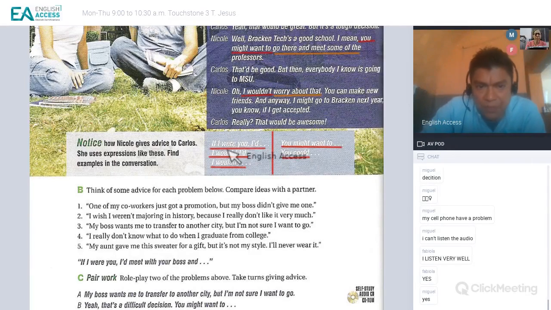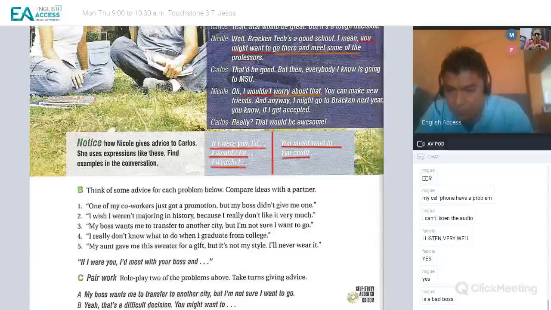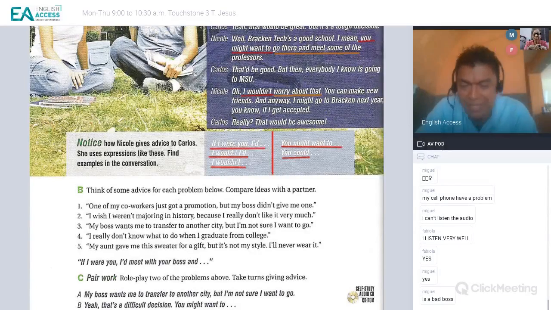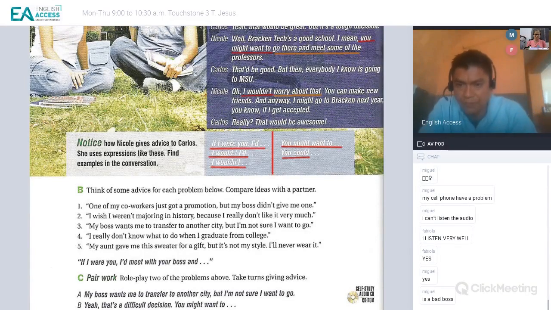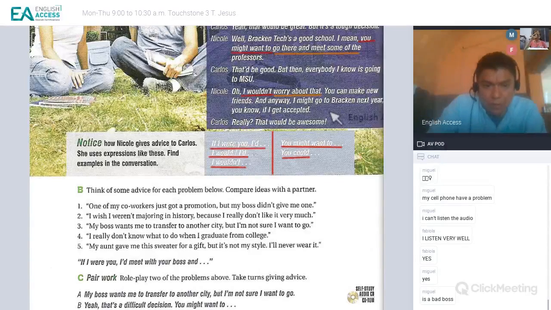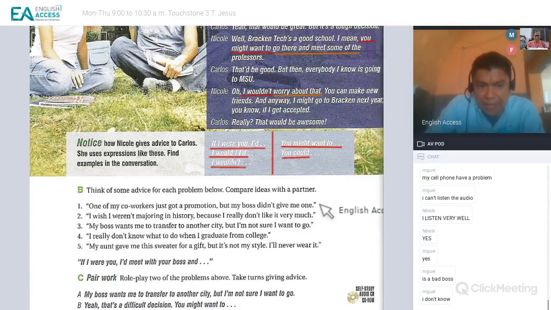First, we use an expression. If I were you, I'd, or you might want to. Which one would you use? Maybe. So, what would you do, Miguel? What would you do? We can say here, if I were you, I'd talk to him. Let's write that down.